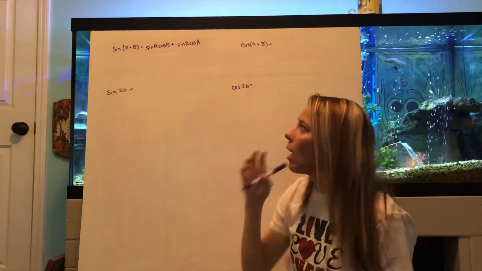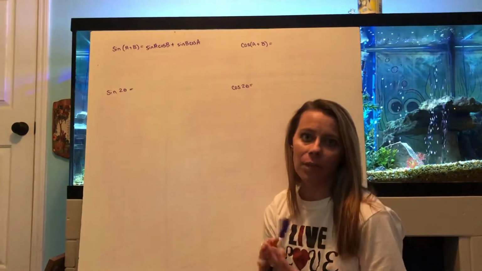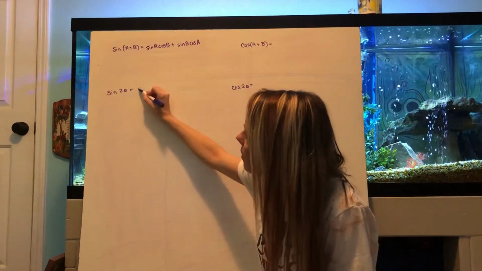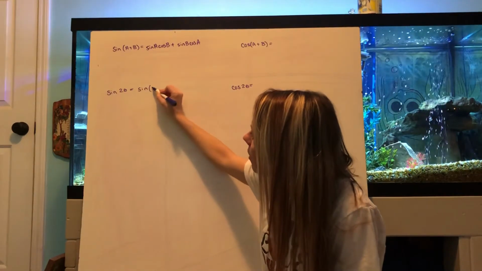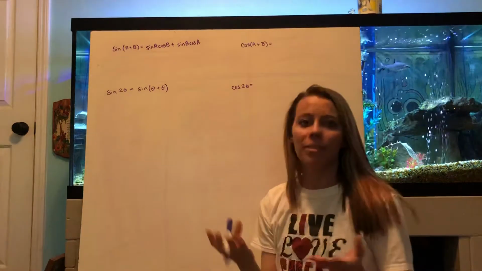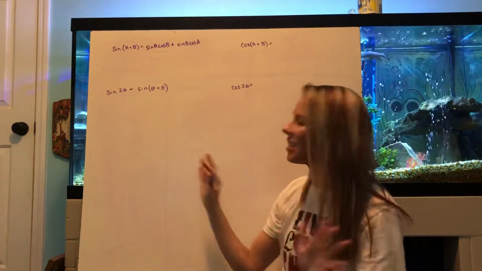Okay, now what happens if both the angles are the same? So for example, if you had sine 2 theta, which is the same thing as sine theta plus theta. So we have doubles. Reminds me of the card game where we slap them, but we're not going to slap them.